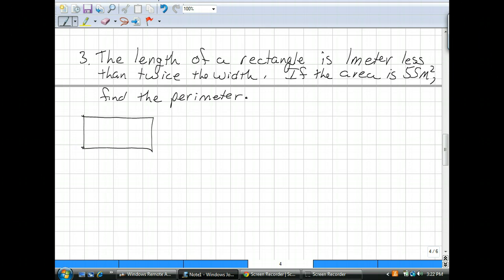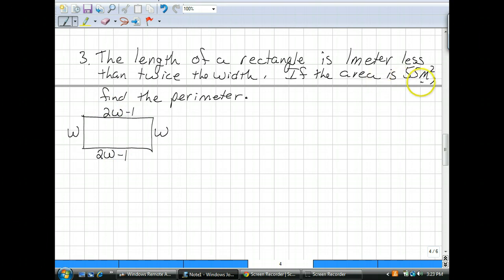Okay? And it says the length of the rectangle is 1 meter less than twice the width. So we know less about the width, so that's going to be our variable. And we know the length is 1 meter less than twice the width. Twice the width is 2w, and 1 meter less than that is minus 1.